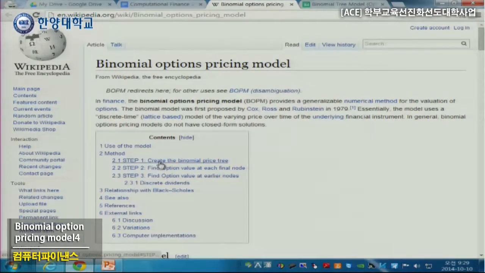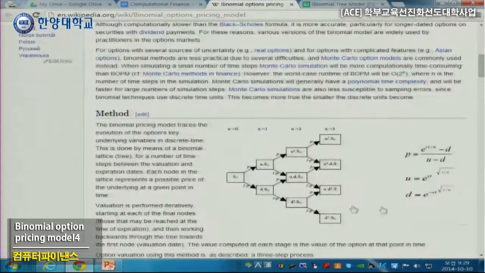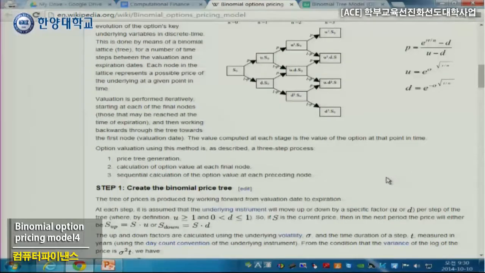When we create the binomial price tree, we need the size of the up move and the size of the down move. And then when we find the option value at earlier nodes, we need a probability, the risk neutral probability. That's what we need. I explained that T over N is dt in our previous case. So the size of the up move is u, the size of the down move is d, and the risk neutral probability looks like this. Okay. So, any question? It's easy, right?